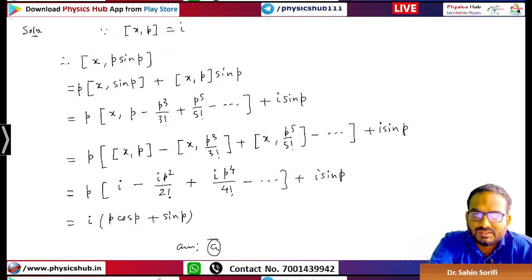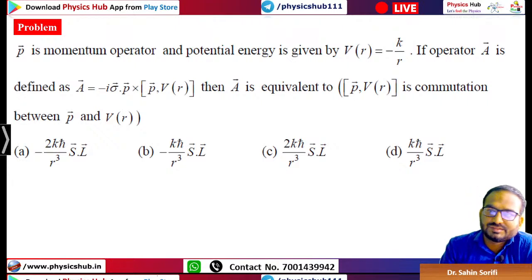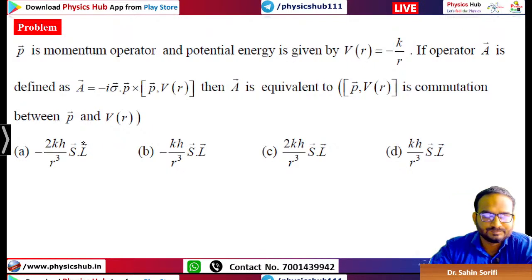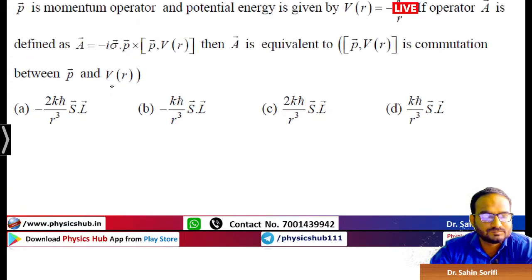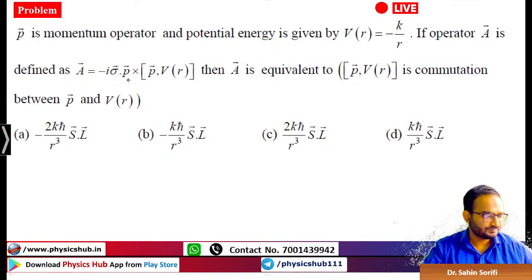Let's move on to this problem. P is the momentum operator and the potential energy is given by V(r) equals minus k by r. If operator A is defined as A equals minus i sigma dot (P cross [P, V(r)]), then A is equivalent to what? [P, V(r)] is the commutation between P and V(r). Read this question two times.